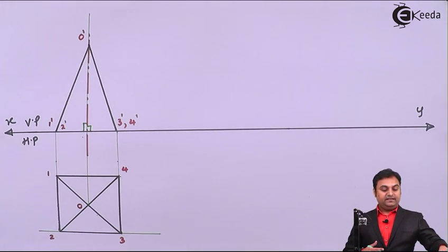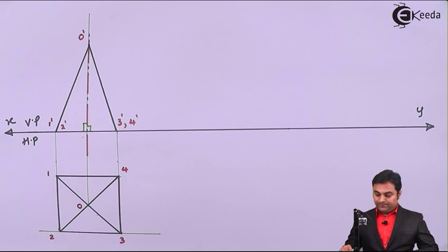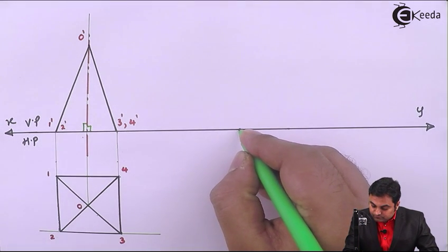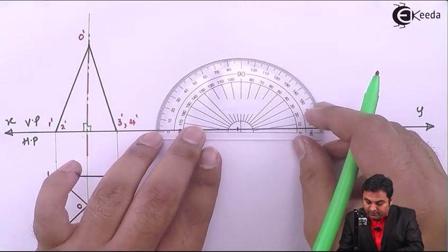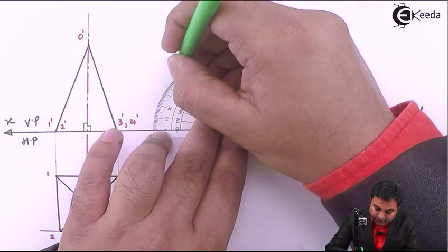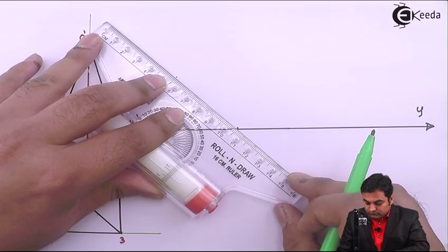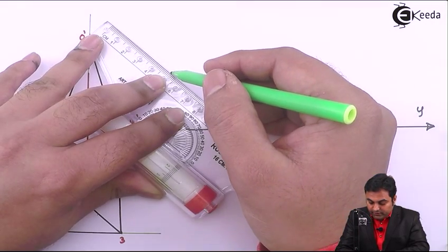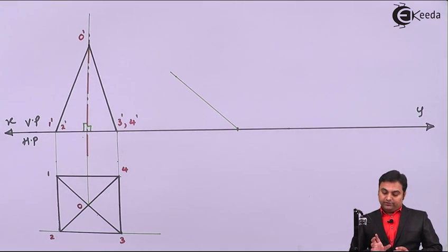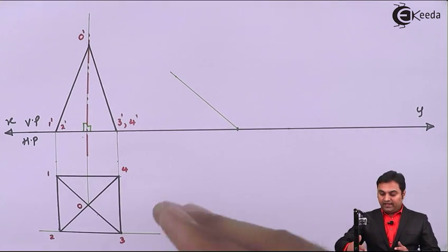So when the axis is inclined at 45 degree, in that case the base will also be inclined at 45 degree. So here I'll draw an angle at 45 degree, means I'll be tilting the pyramid onto the right hand side, so taking an angle of 45 degree. Drawing a light line. Now here what I am doing is tilting the square pyramid about the edge 3-4. So when it is tilted about the edge, I have to draw that pyramid.